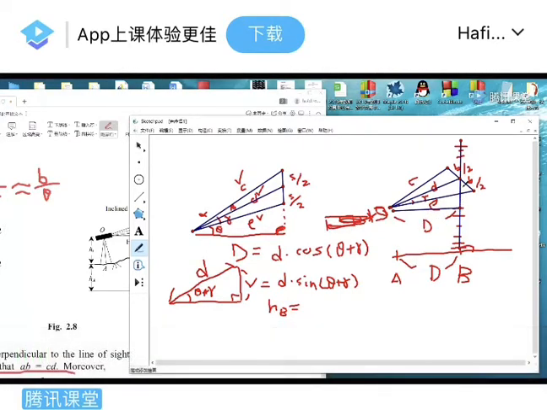And this one can be done because why? Because this level staff is set vertically, and this point is on this staff. So in some sense, this is vertical. This is a vertical one as well. So this triangle is a right triangle. And D is the hypotenuse. The length of the hypotenuse is D. So D times what? D times cosine as well.